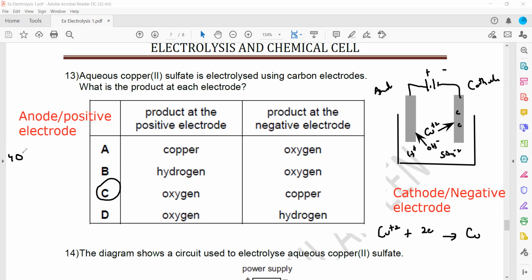So when there are four hydroxide ions, they will lose four electrons and give oxygen as well as water molecules. So whenever hydroxide ions are moving there, the result is oxygen gas, so we'll see a colorless gas or bubbles. That is why C is the right answer. Is it clear?